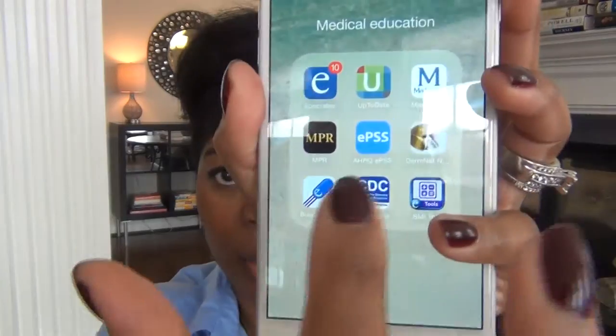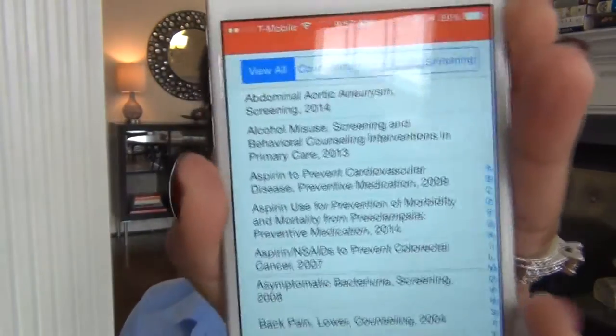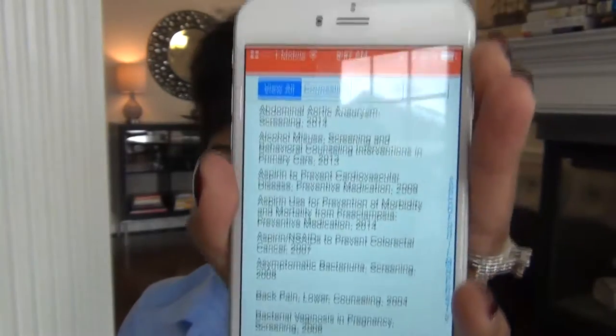All right. And then my job wants us, well, we don't have to do this, but they gave us a form that just talks about some of the best apps to use. And one of them was EPSS. This is so awesome because when you do physicals on people and you're kind of wondering what screening tools you should use, it's really great because all of the screening tools are here.